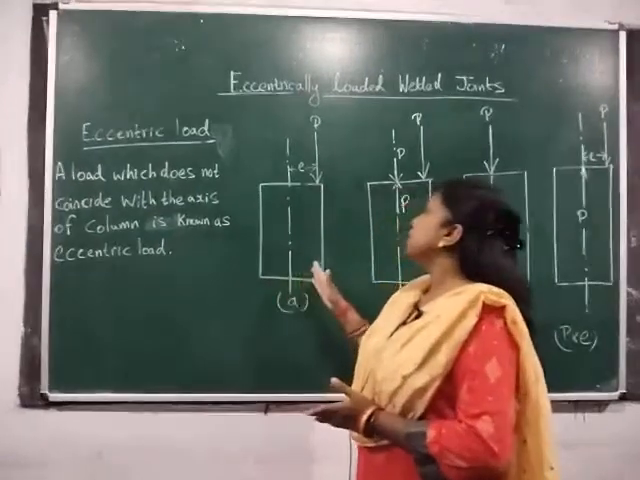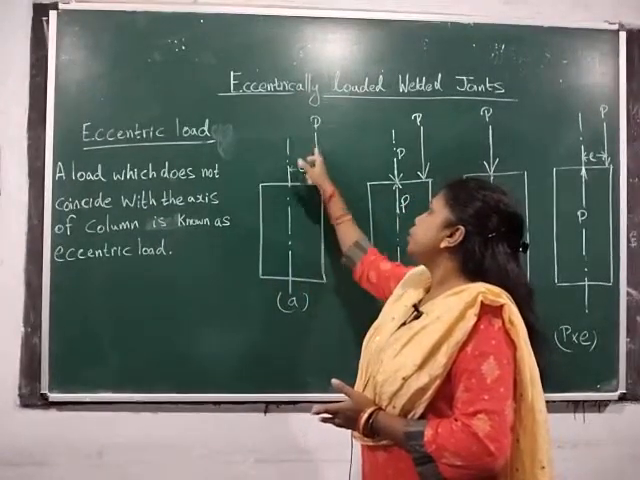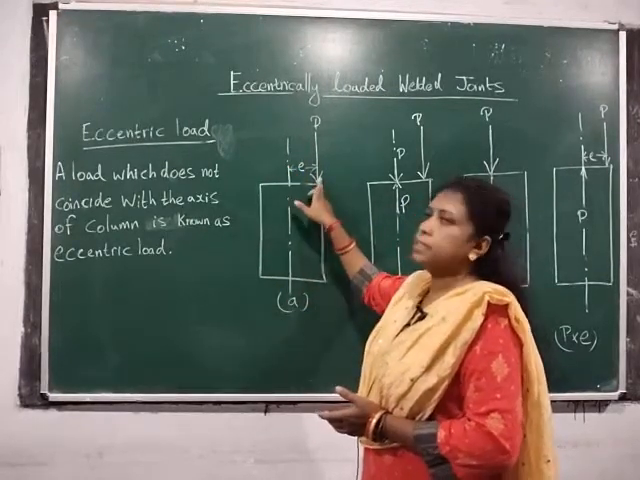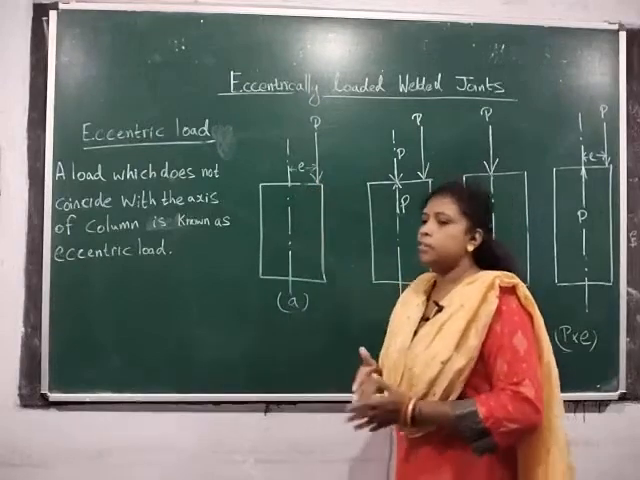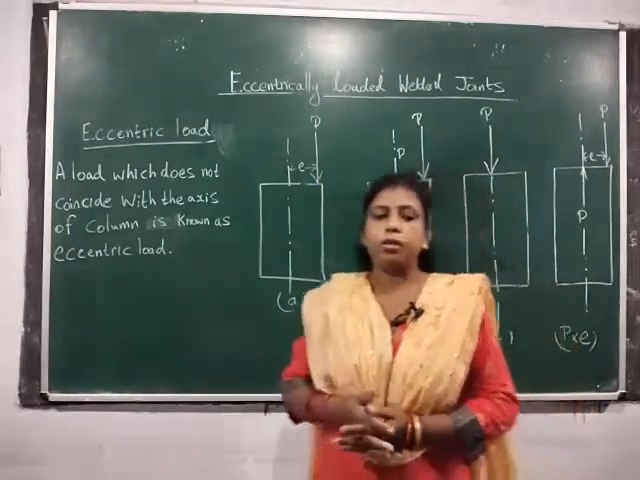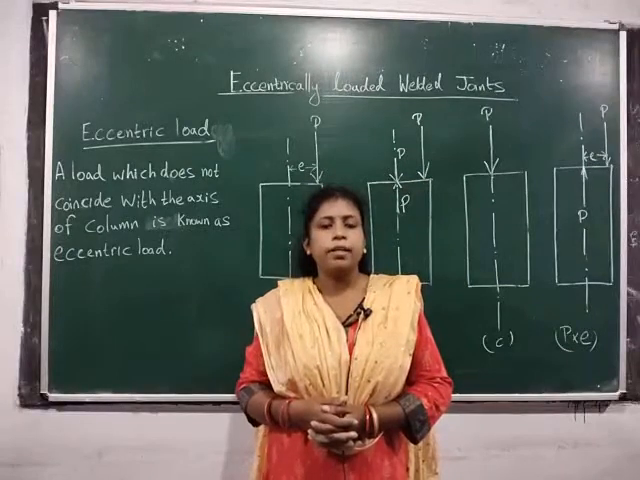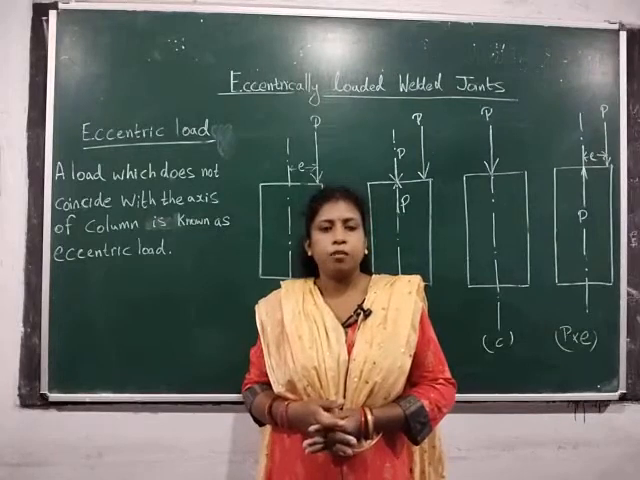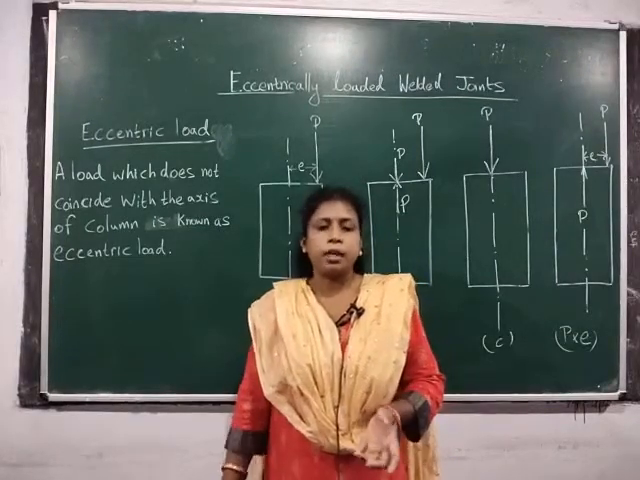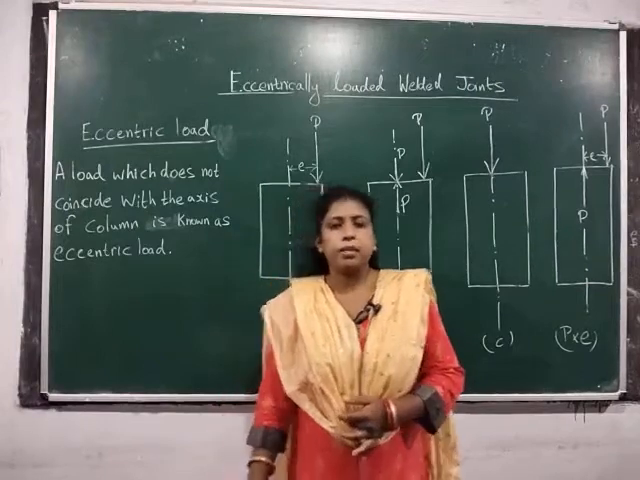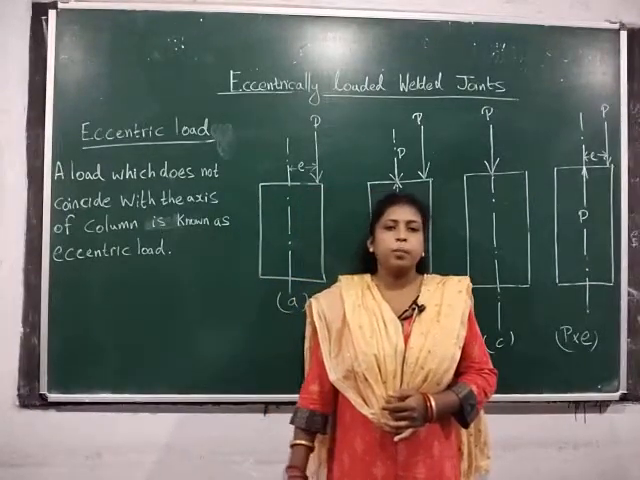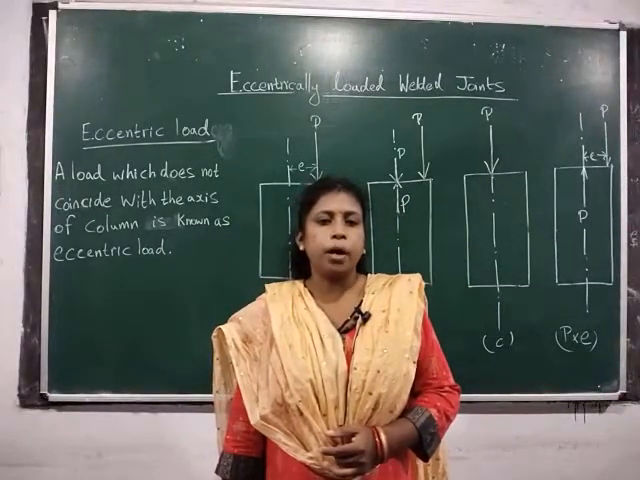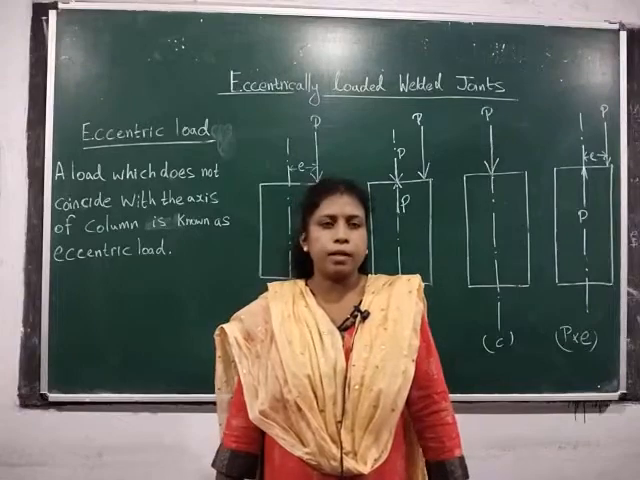So here you can see this figure. This load P is not acting on the axis of the column, so this is an eccentric load. The best example of an eccentric load is a man carrying a bucket of water in one of his hands. When he is carrying the bucket in one hand, he has a tendency to rotate. But when the man is carrying two buckets in his two hands, it is balanced.